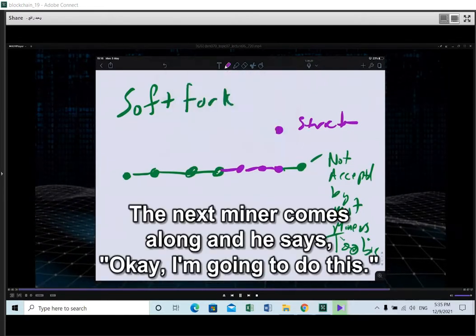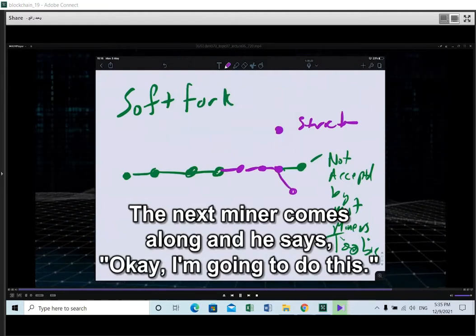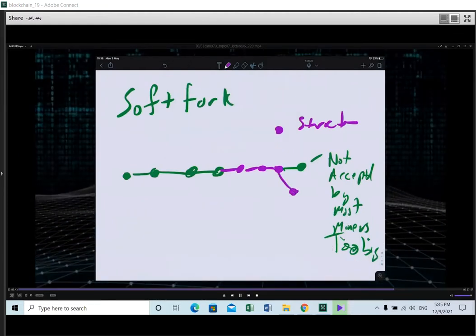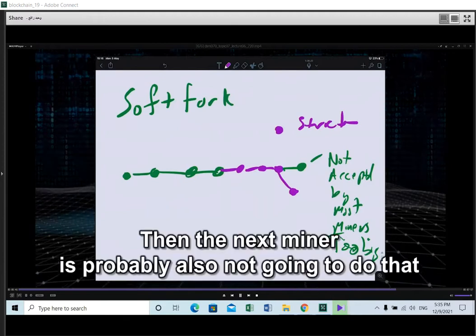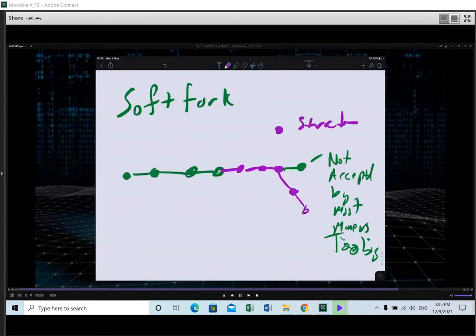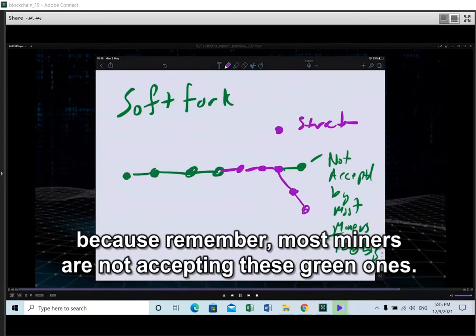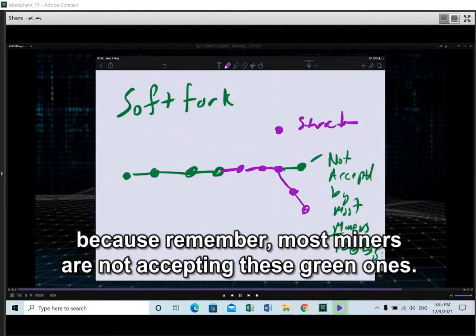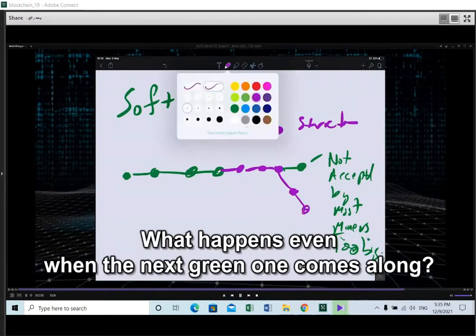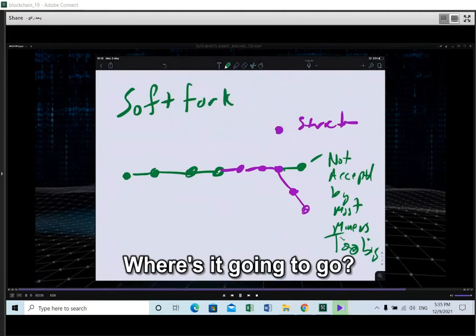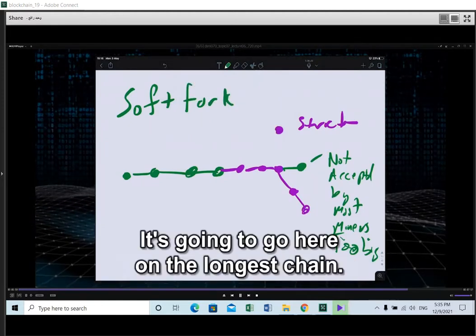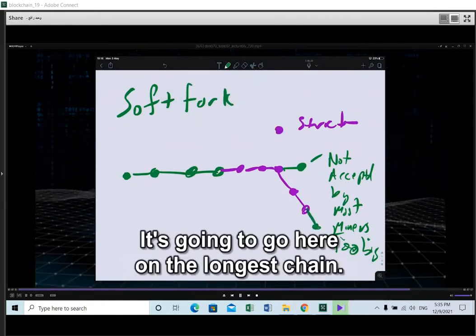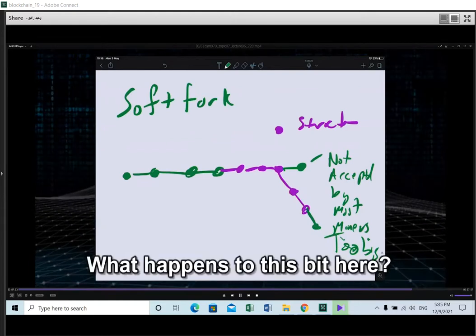So the next miner comes along and says, okay, I'm going to do this. And then the next miner is probably also not going to accept that, because remember, most miners are not accepting these green ones. So what happens even when the next green one comes along? Where's it going to go? It's going to go here on the longest chain.